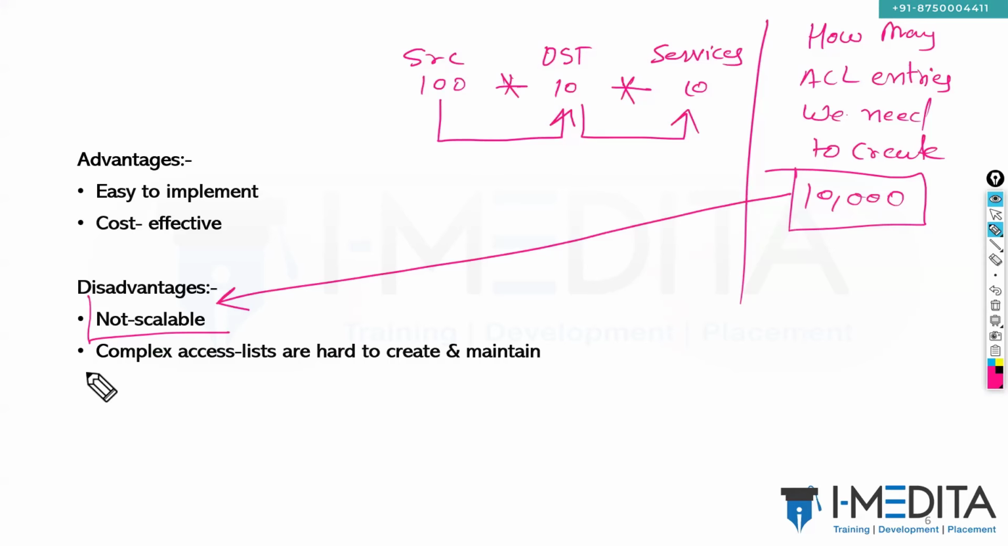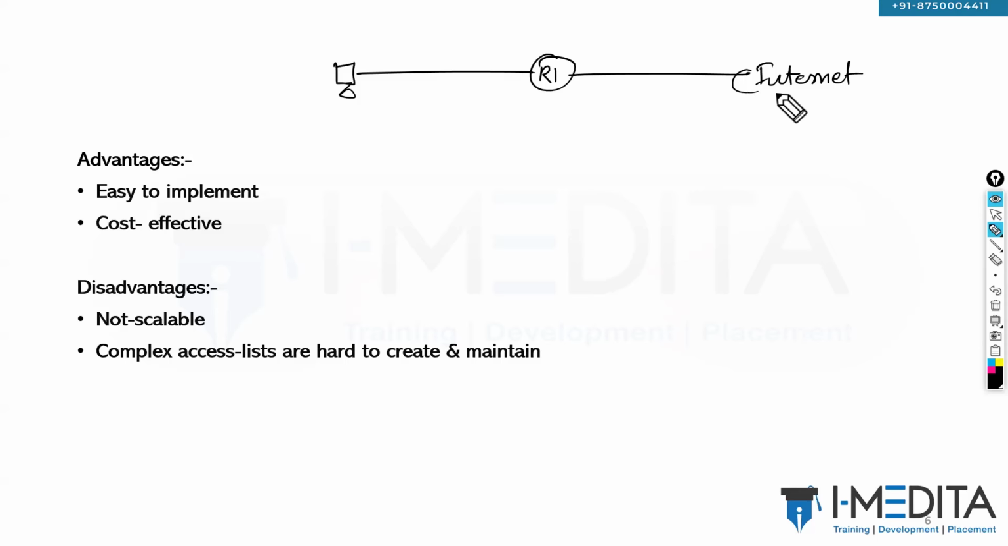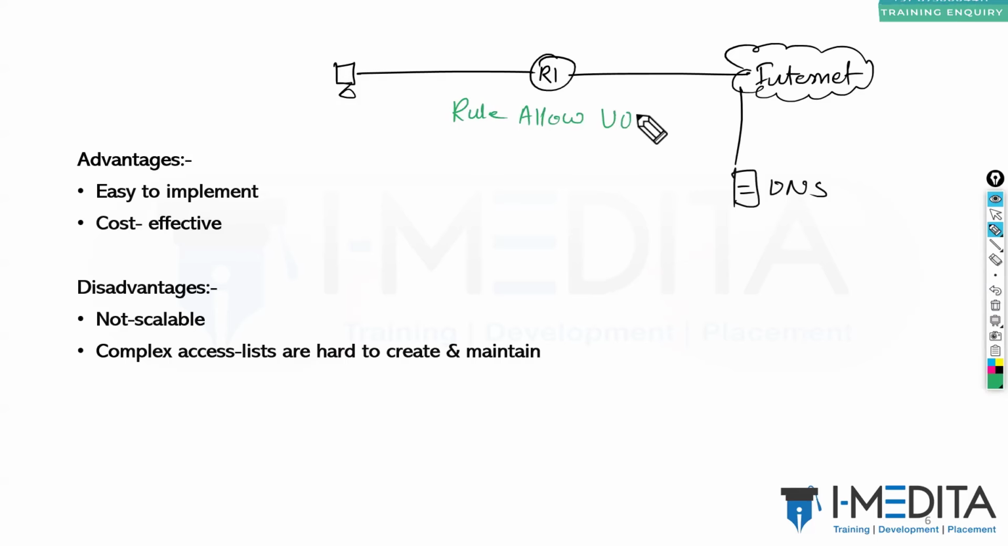The next disadvantage is here: complex access lists are hard to create and maintain. What is the meaning of this line? We have a PC connected with a router, connected with the internet, and the internet is connected with a server, which is our DNS server. So what we need to do is create a rule on the router that allows UDP port number 53. This kind of rule we need to create on the router.